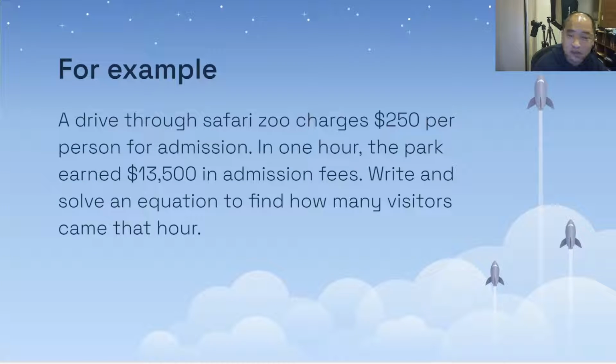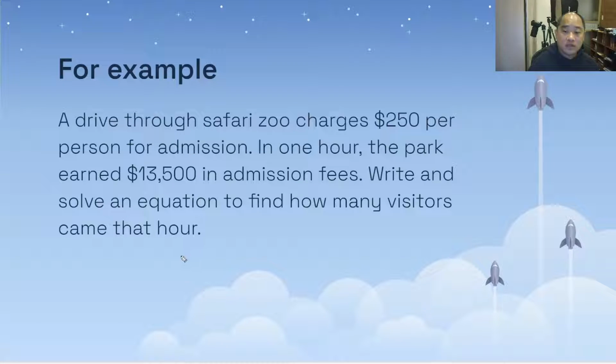Let's take a look at this example here. A drive-through safari zoo. This is the zoo where you can just drive through it. It's one of those big ones where the animals are just running around. There's no cages. They charge $250 per person for admission. In 1 hour, the park earned $13,500 in admission fees. Write and solve an equation to find how many visitors came that hour.